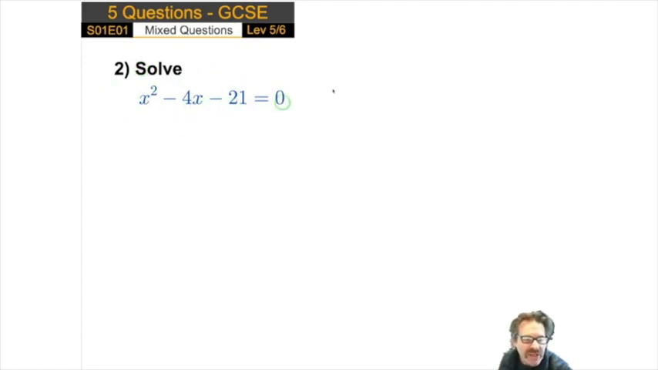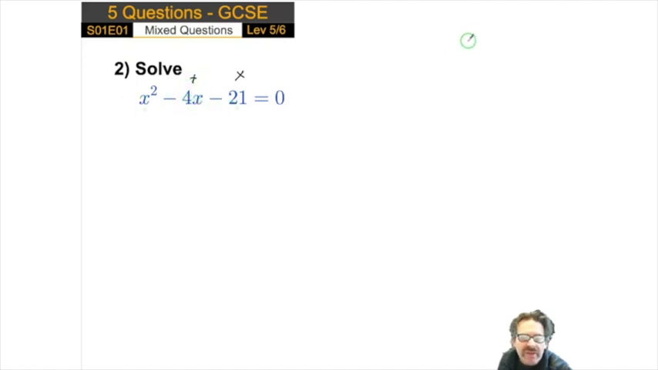And how do we factorize it? We look for all the pairs of numbers that multiply together to make negative 21 and add together to make negative 4. So they multiply together to make this number, and they add together to make the coefficient of x, the number before x.